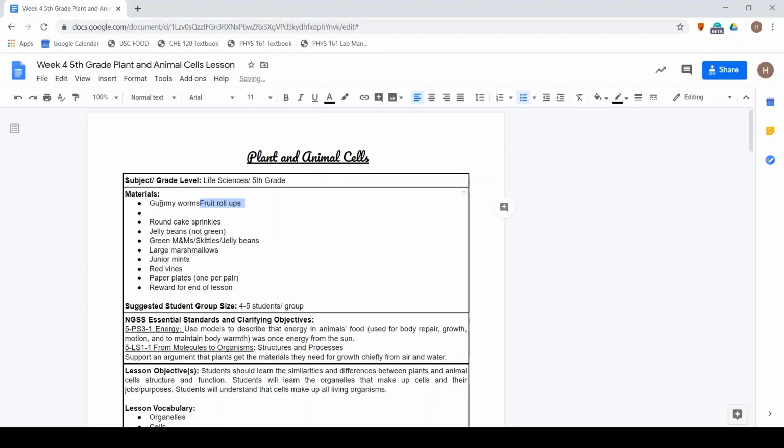As for the rest of these materials, just make sure you take inventory before you go into this lesson, like any other, but this one's especially important because there are so many different pieces and components like the M&Ms, the marshmallows, the red vines / Twizzlers, that if you're missing one of them, that could throw off your students' understanding of the plant and animal cells.